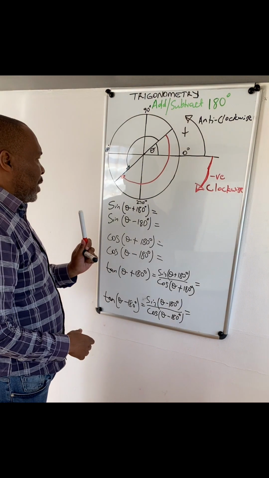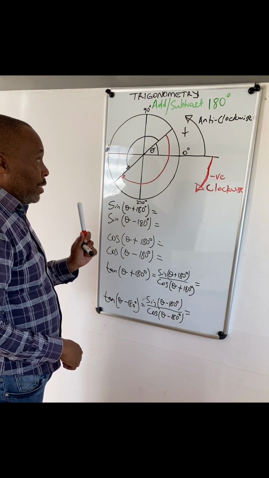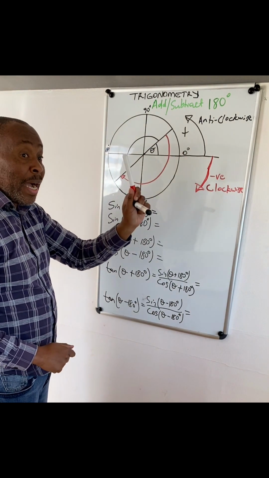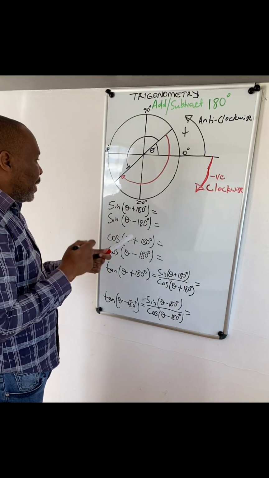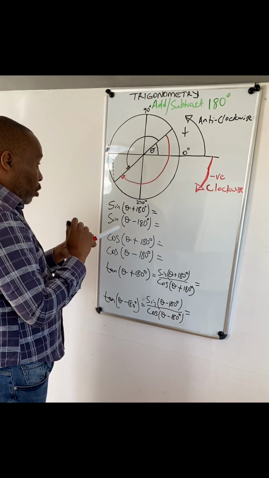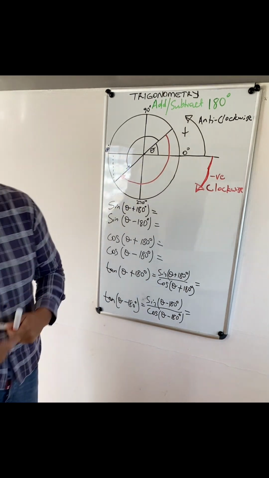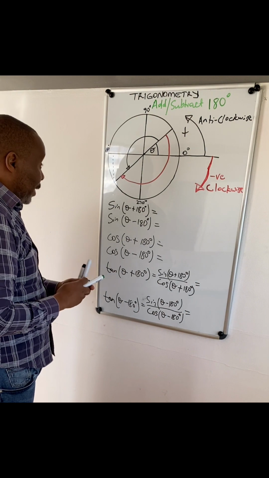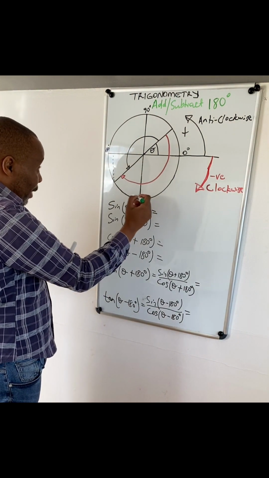Right, I want you to notice something now. We are in the third quadrant, right? When we're adding or subtracting 180, we are in the third quadrant, and in the third quadrant, y is what? Is negative. So our y here is negative, because y is negative this side.